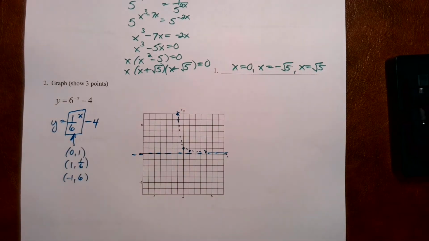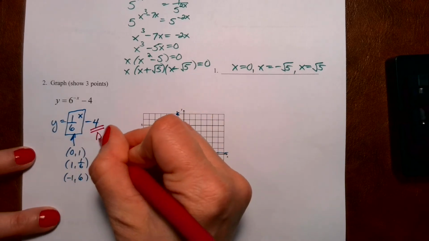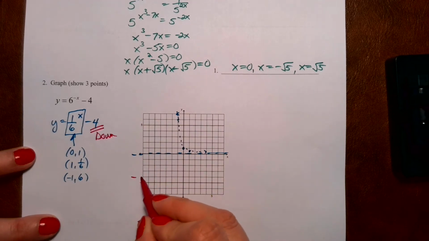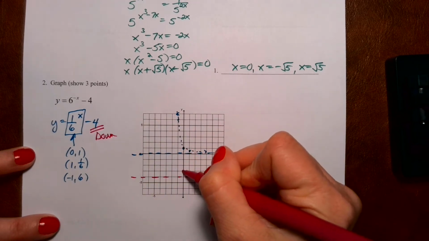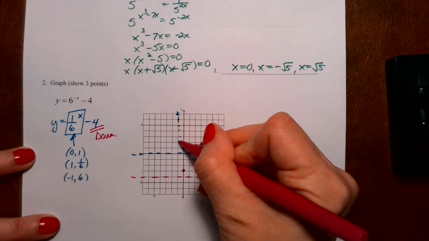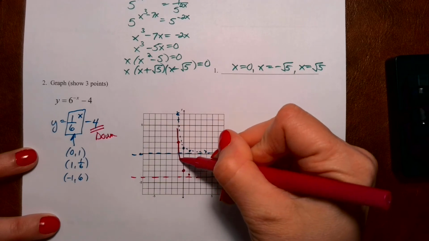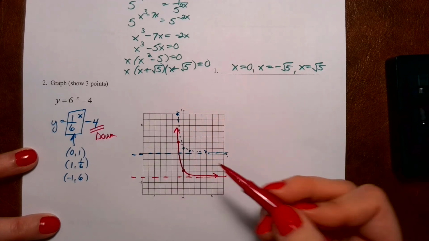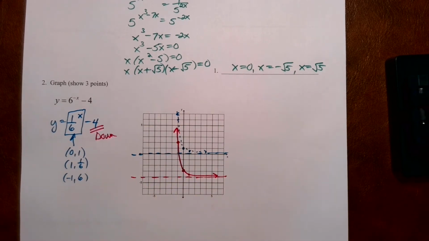Now, the transformation that they wanted us to show, okay, was negative 4. That's 4 units down. So the asymptote is going to go ahead and go 4 units down. Okay. Every point, 1, 2, 3, 4 units down. 1, 2, 3, 4 units down, 4 units down. This is still decay, it's just shifted down. Okay, it does have an x-intercept this time. Make sure I can see your 3 points.